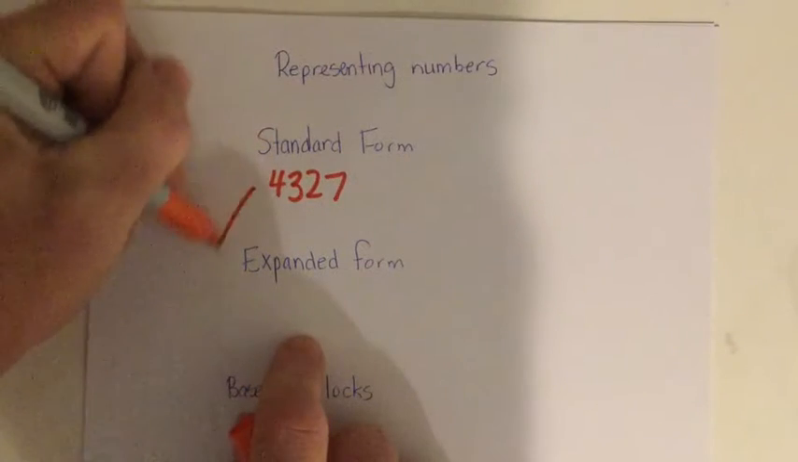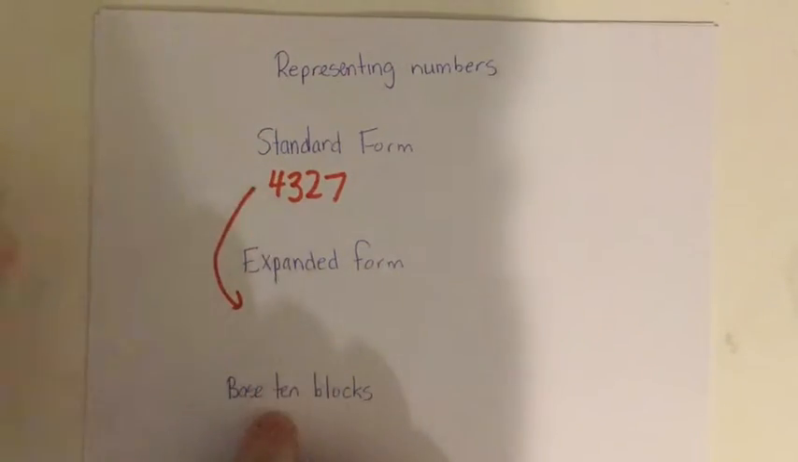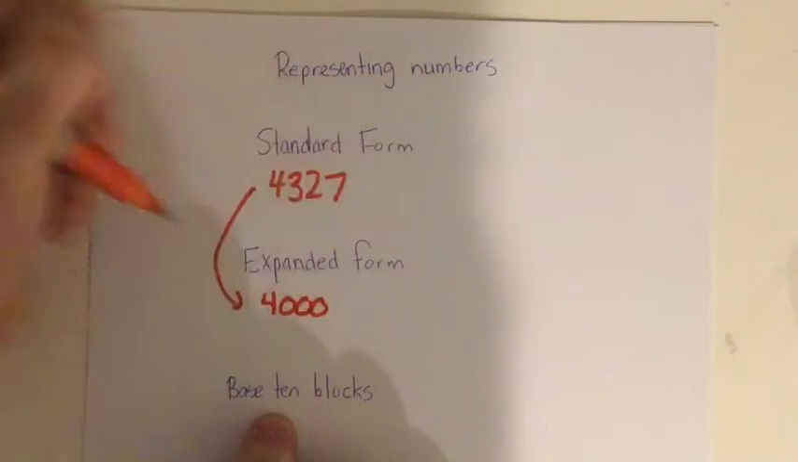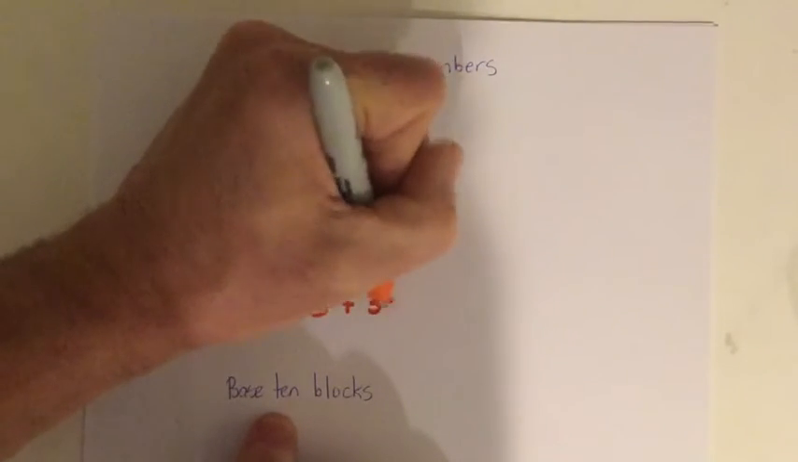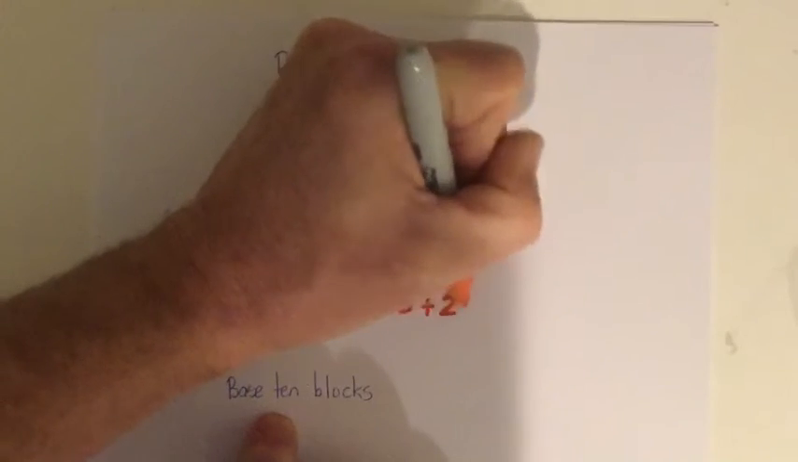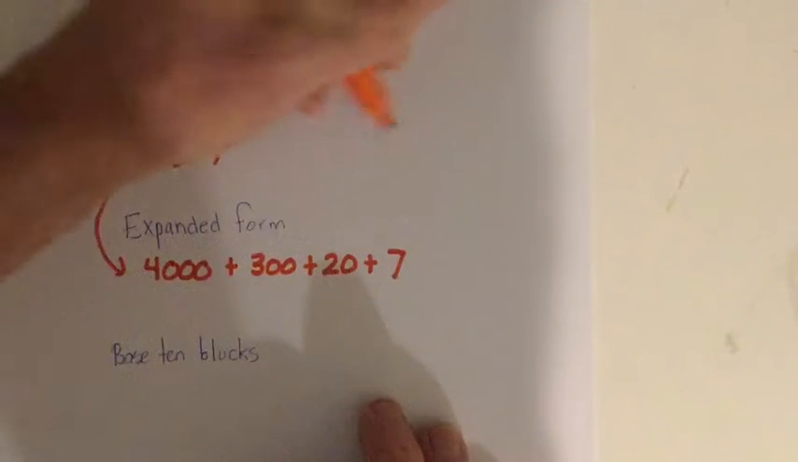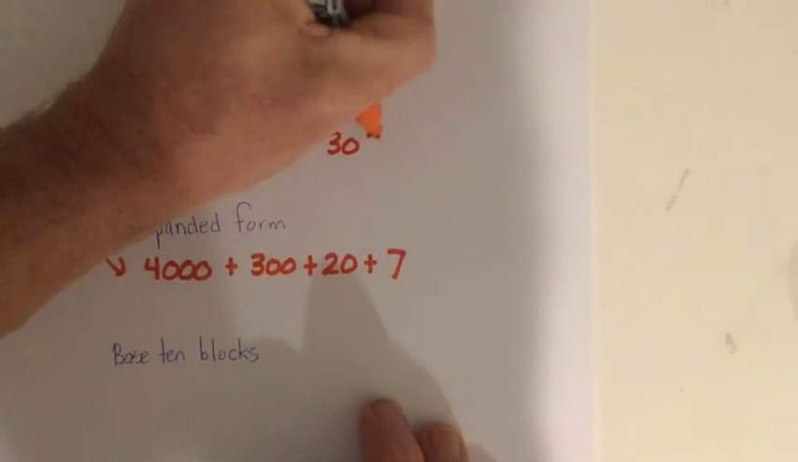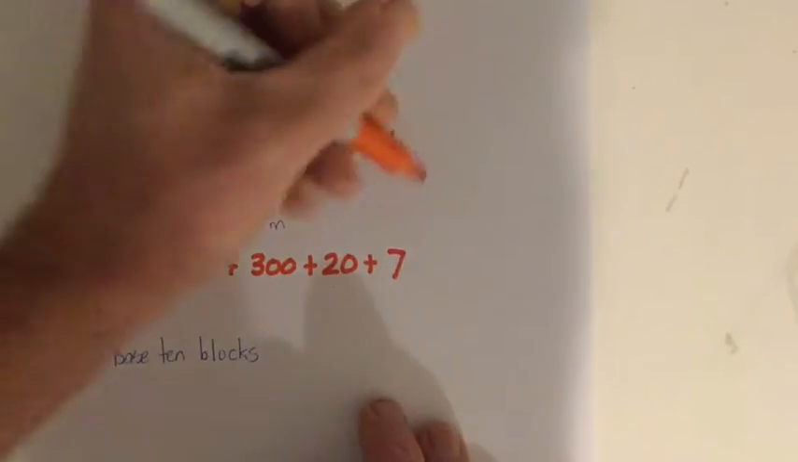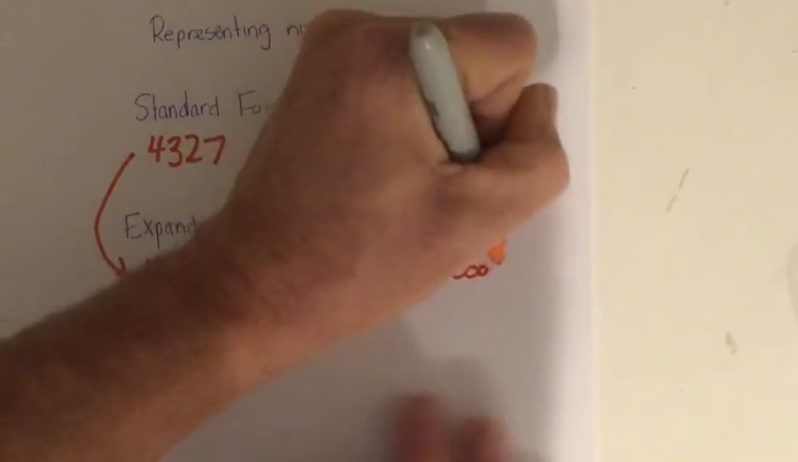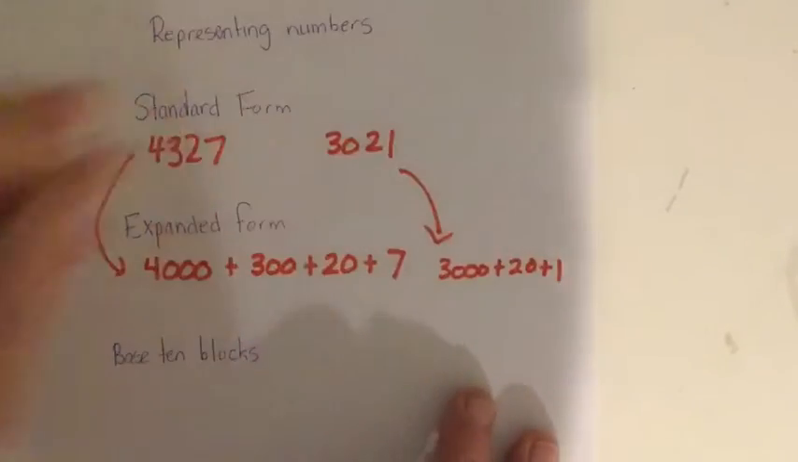4,327. If I want to make that into expanded form, we just break it into chunks: 4,000 plus 300 plus 20 plus 7. And a little trickier one is if it has a 0 in it. So let's say 3,021. That would look like 3,000 plus 20 plus 1.